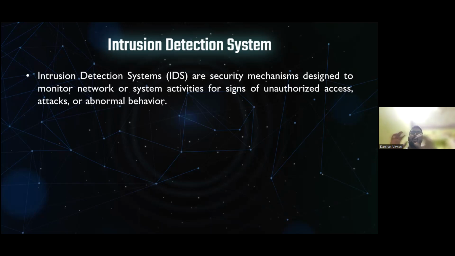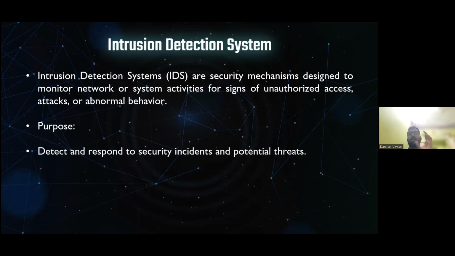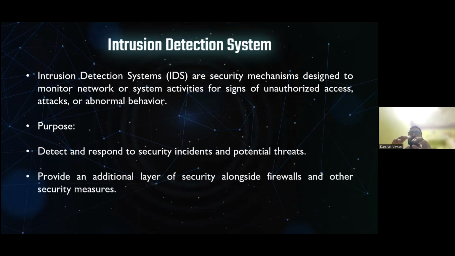For example, if a business has a network of 32 people around, and an intruder tries to access that business network, the intrusion detection system will detect that unauthorized access and raise an alert to security. Here the cybersecurity personnel will take that alert and block the unauthorized access into the business. What is the purpose? To detect and respond to security incidents and potential threats. This provides an additional layer of security alongside firewalls and other security measures.